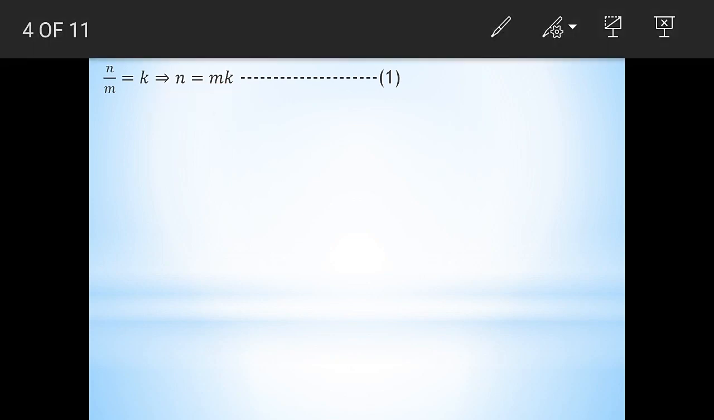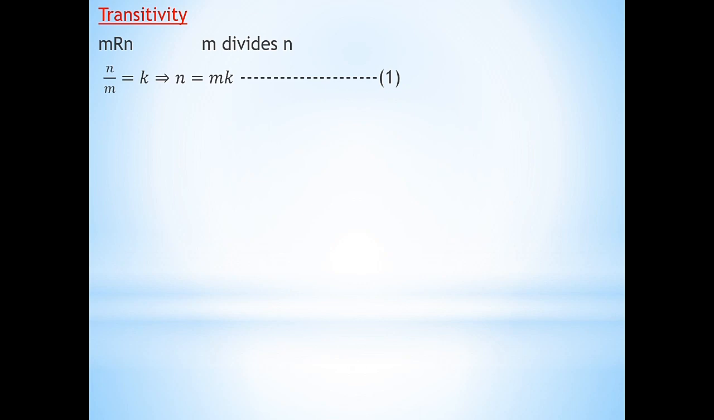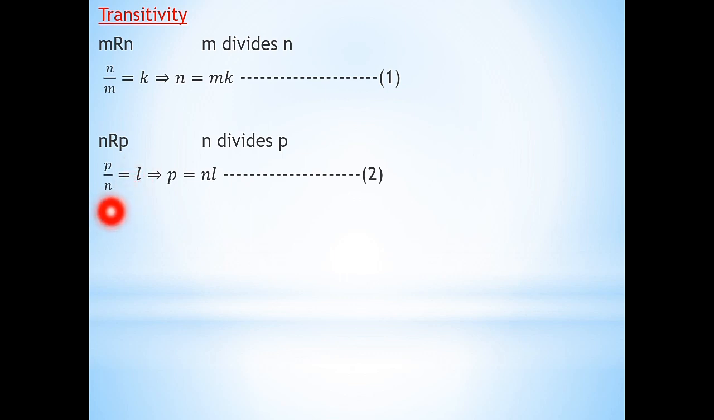Now the second condition is also given in the question. Okay, what is the second condition? We have taken p, isn't it? So n is related to p. That is also given in the condition. So n divides p. So p is divided by n. So that is also a positive integer. So taking this n to the right hand side, p is equal to nl. So this is taken as equation 2 and previously we had taken as equation 1.